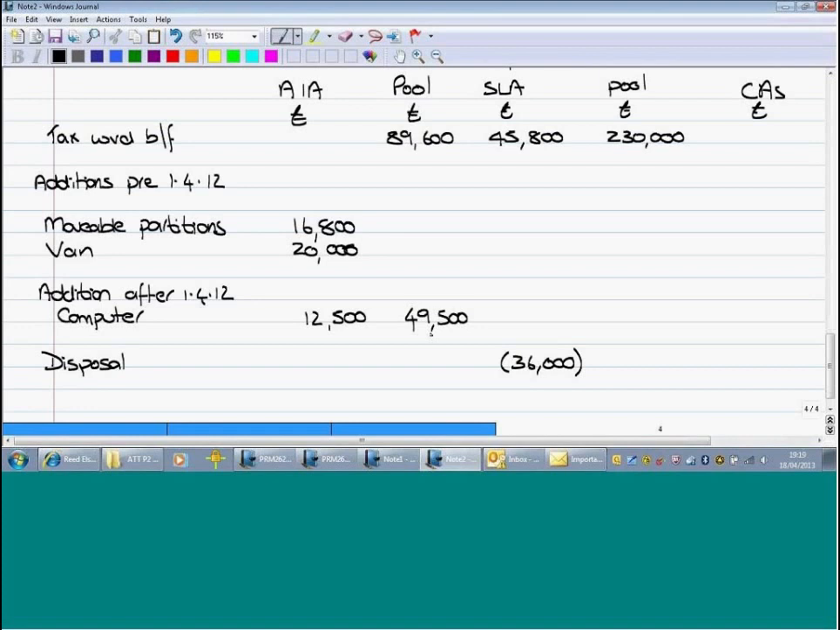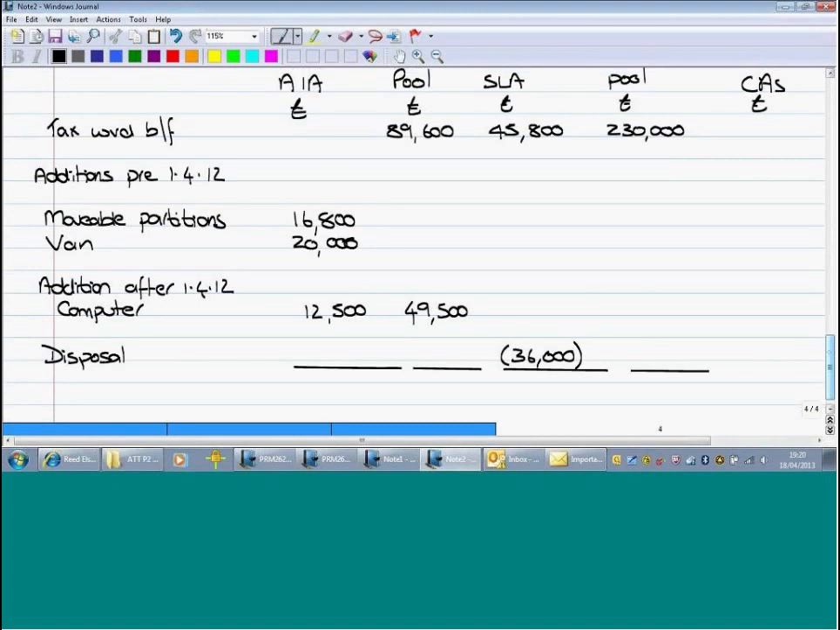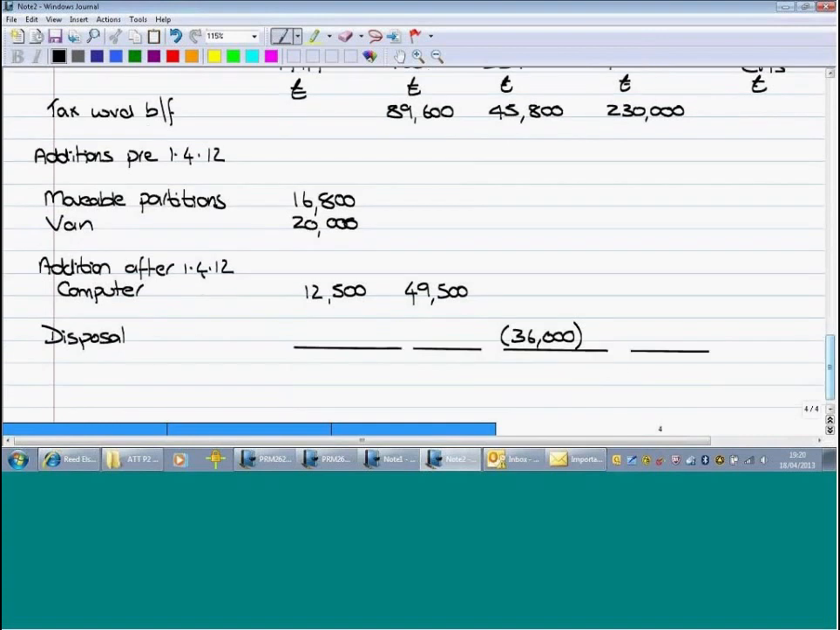So, I've dealt with my additions, I've got my disposal. What I now need to do is balance off all the columns and work out the capital allowances. So, in my AIA column, I've got 16,800 plus 20,000 plus 12,500. That gives me £49,500.